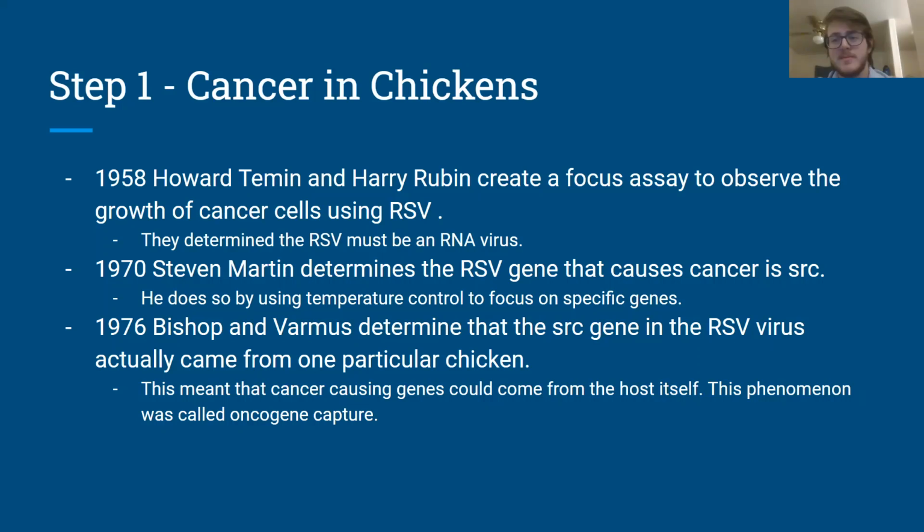So it took them 67 years to determine that the gene, this SRC gene in the Rous sarcoma virus, actually came from this chicken, this super old chicken. And this was one of the first instances where oncogene capture was really researched and discovered.